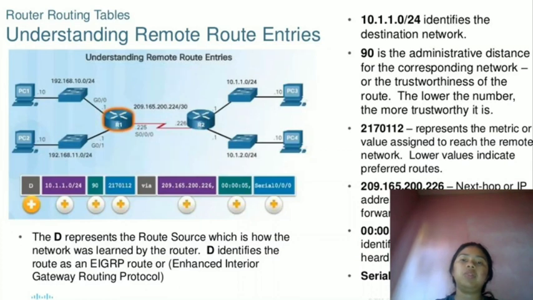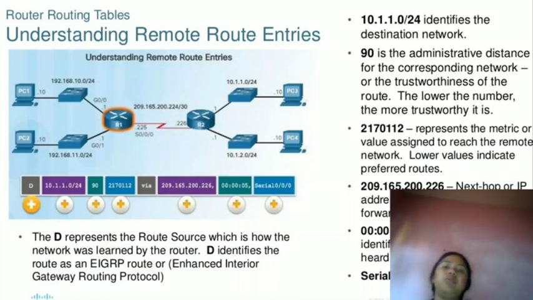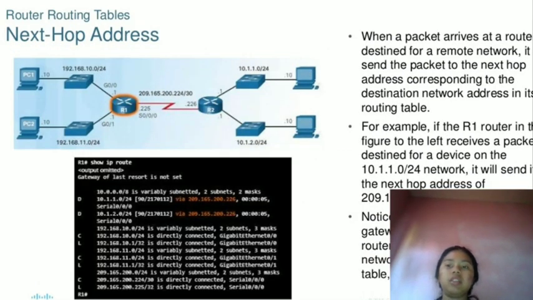Understanding the remote route entries. The next hop address: when a packet arrives at a router destined for a remote network, it sends the packet to the next hop address corresponding to the destination network address in its routing table.